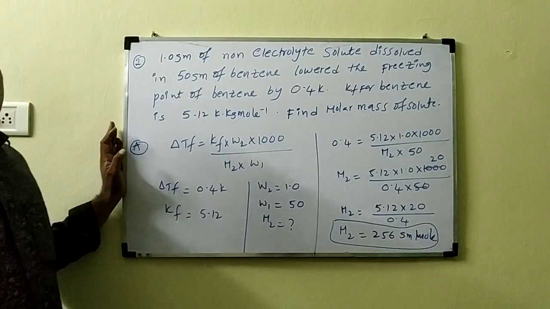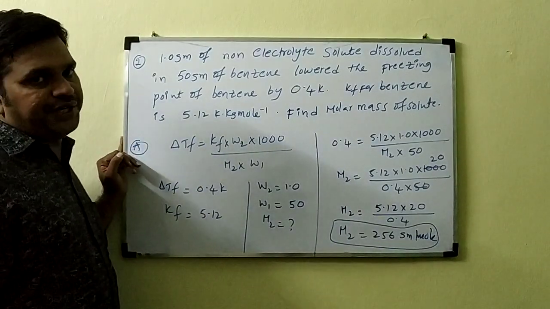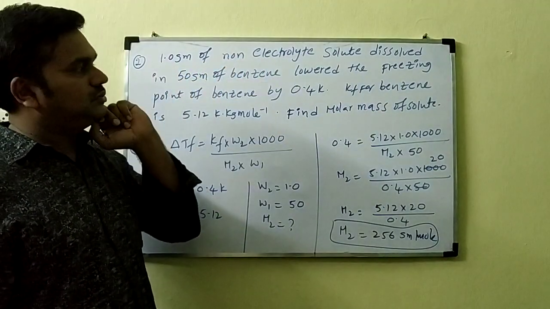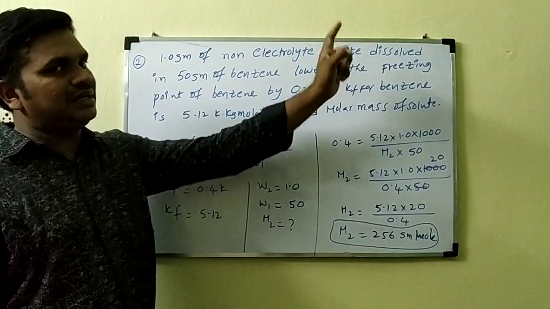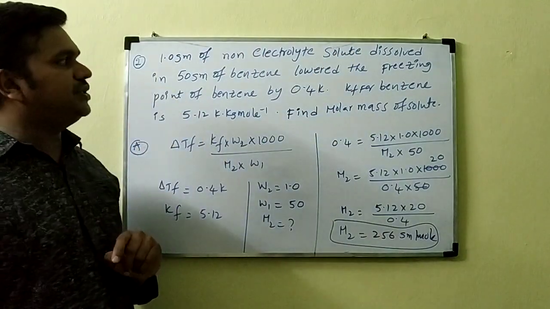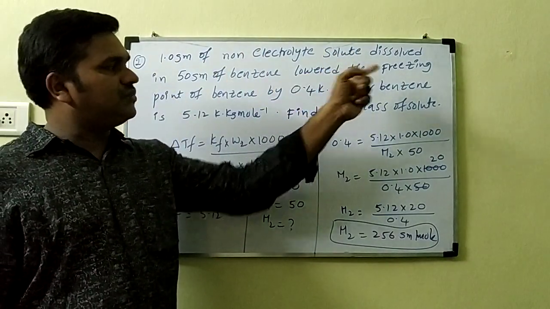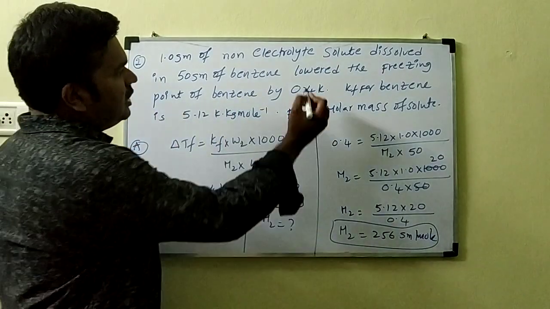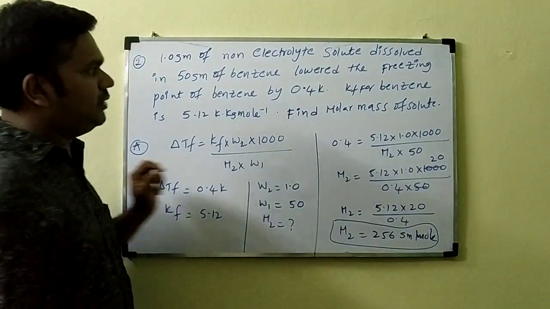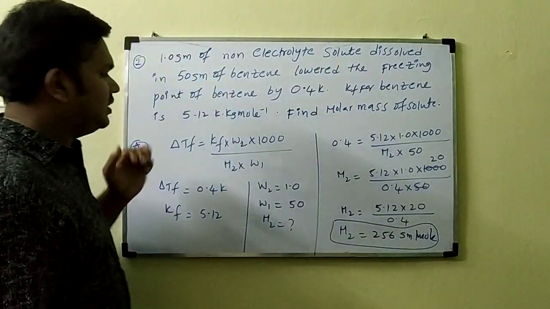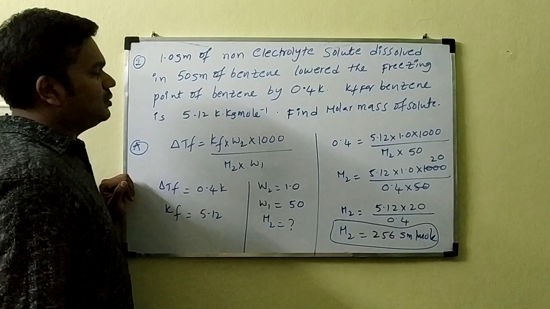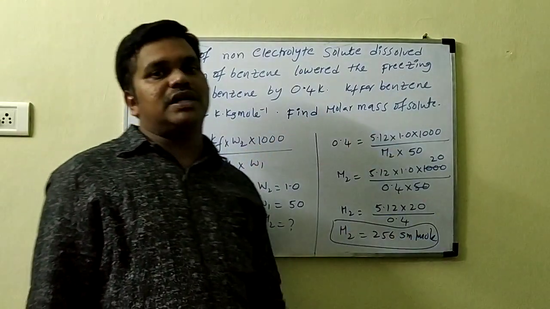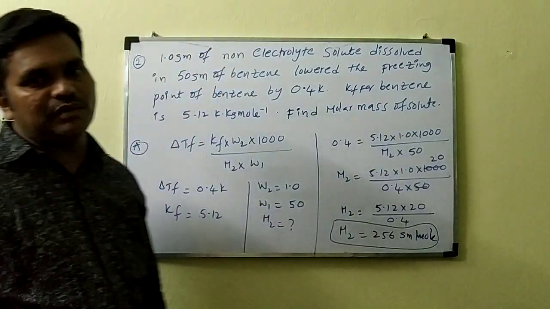Next you can see one more problem on the depression of freezing point. The problem is: 1 gram of non-electrolyte solute is dissolved in 50 grams of benzene. It lowers the freezing point of the benzene by 0.4 Kelvin. Kf for benzene is already given, that is 5.12 Kelvin kilogram mole inverse. Find the molar mass of the solute.